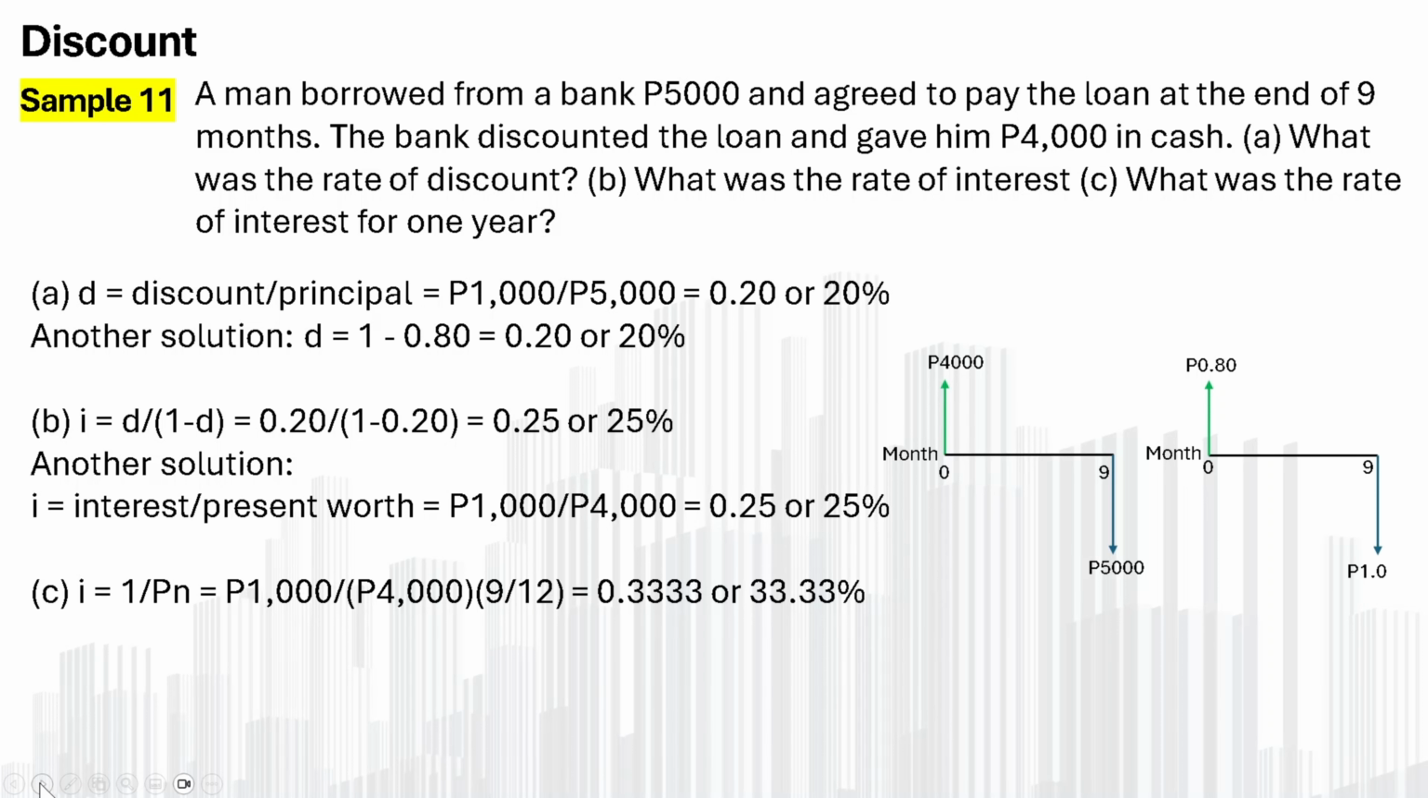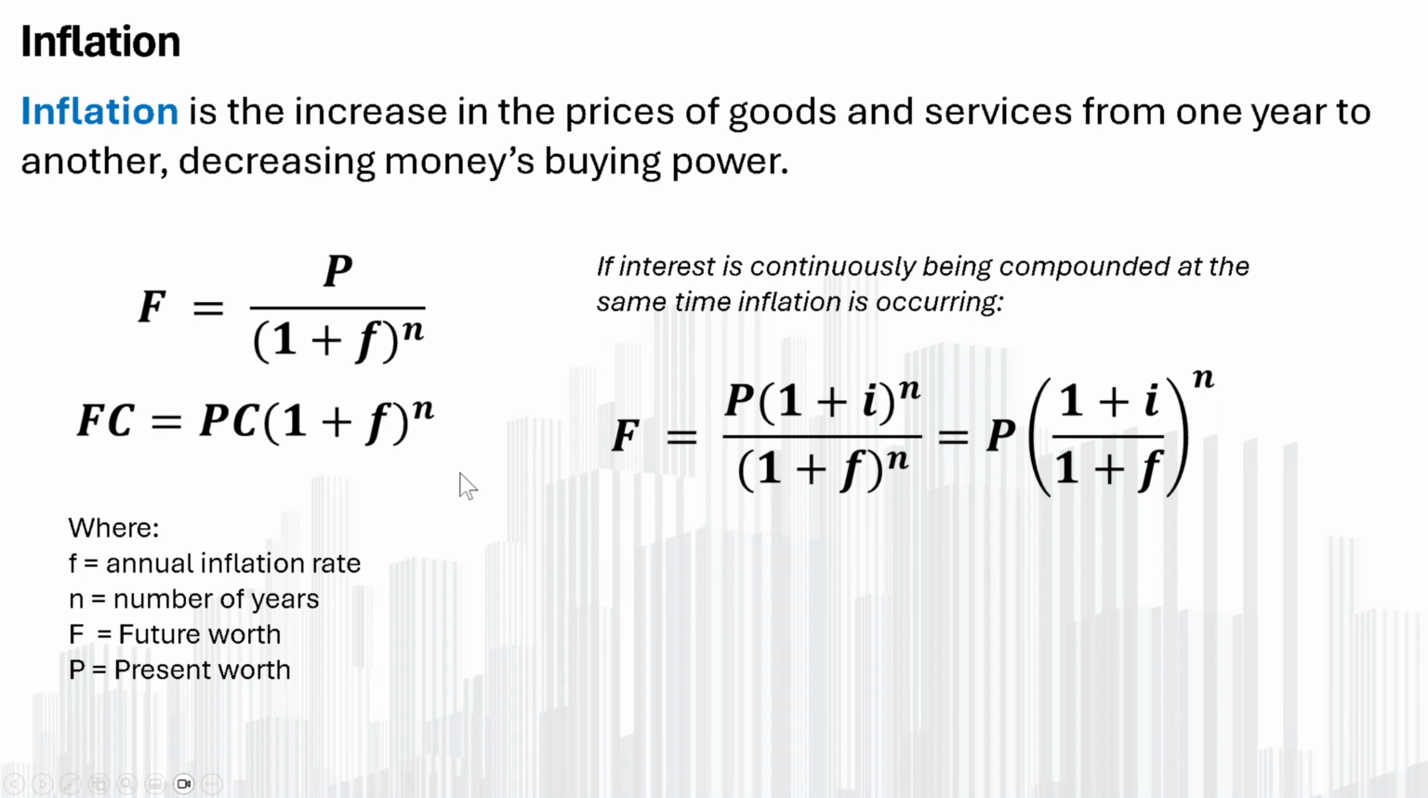Alright, next we have inflation naman. Inflation here is the increase of prices of goods and services from one year to another, decreasing money's buying power. So ito yung kalaban natin. So kung yung compounding interest is actually kaibigan natin yun, inflation yung kalaban niya. Okay? So normally ito yung formula niya.